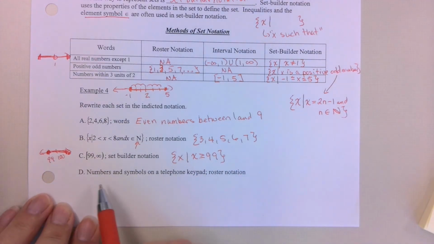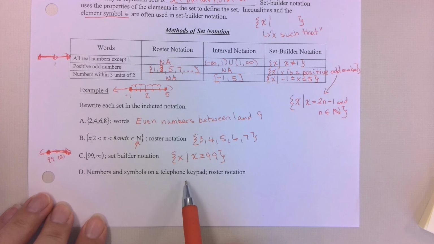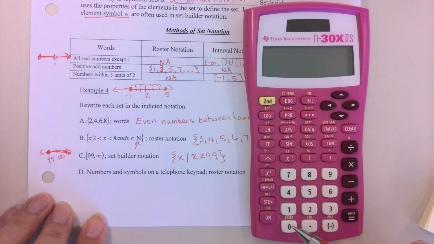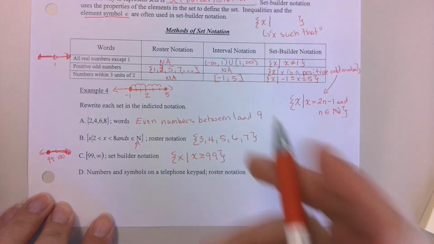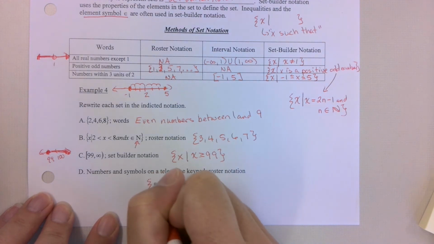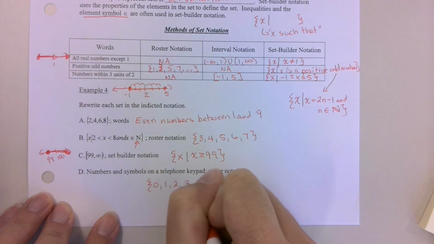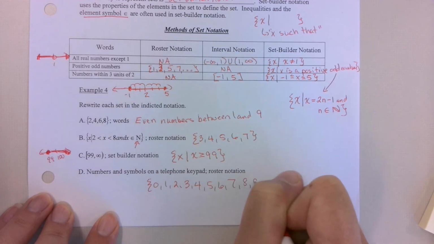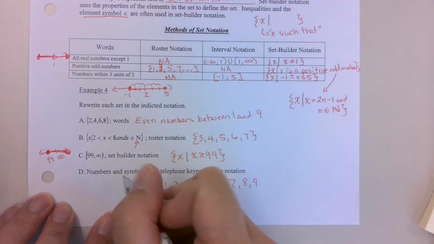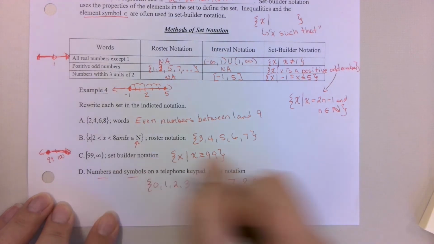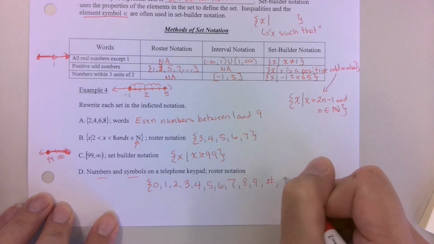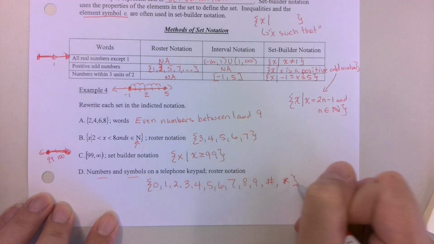All right, last idea, numbers and symbols on a telephone keypad, put them in roster notation. So if you think about a telephone or a calculator, you only have 10 digits, 0 through 9. So we would list that, the numbers 0, 1, 2, 3, 4, 5, 6, 7, 8, 9. But you also said symbols on a keypad too, and the symbols are pound, which you know is hashtag, and star or asterisk. And that is your set.